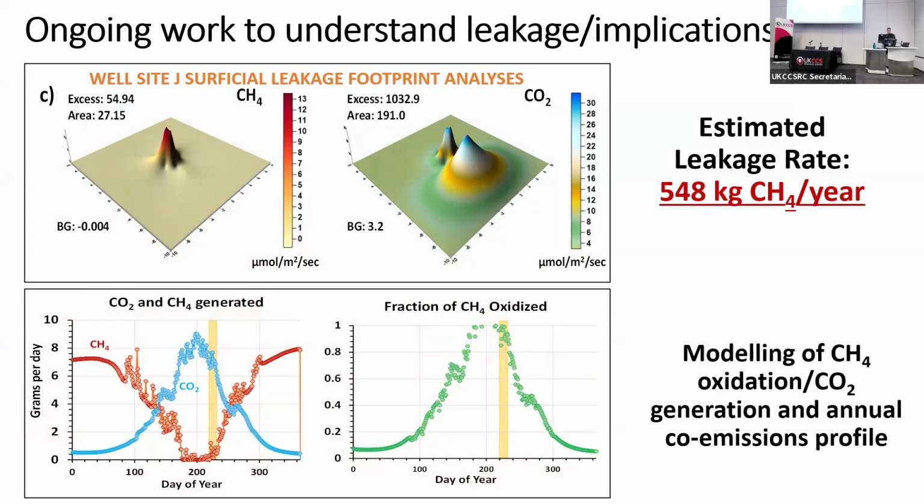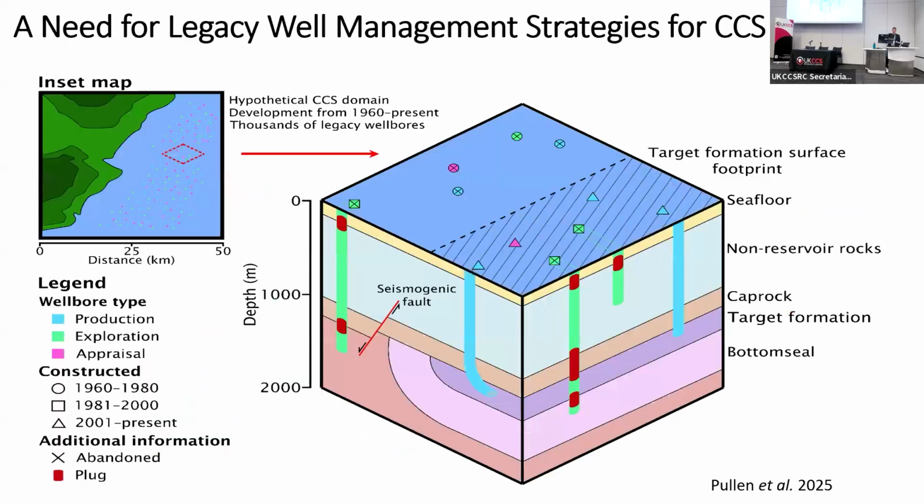So we've been playing around a bit with looking at this co-emission throughout the year. The temperature influences the oxidation rate. And you can see we can start to try and predict how much methane is being oxidized and what you would see coming out of that well. So lots of good information here from this kind of living field laboratory, helping us understand leakage. And then we can try to use some of those learnings to understand risks to CCS containment.